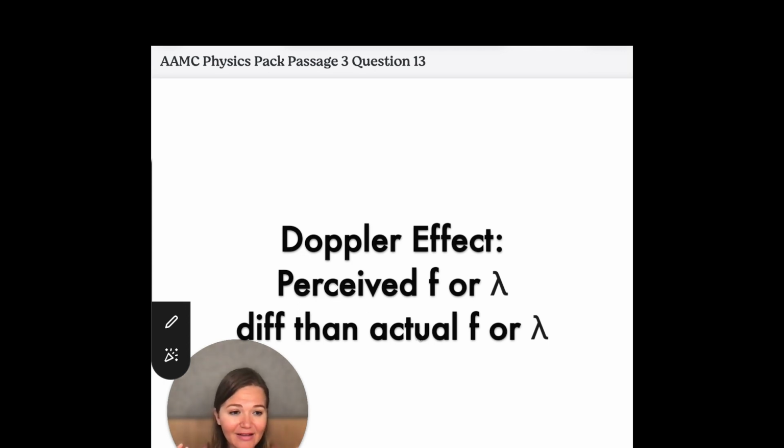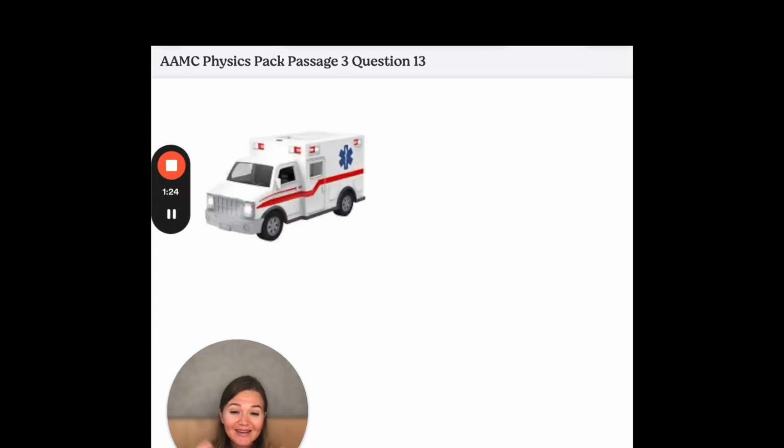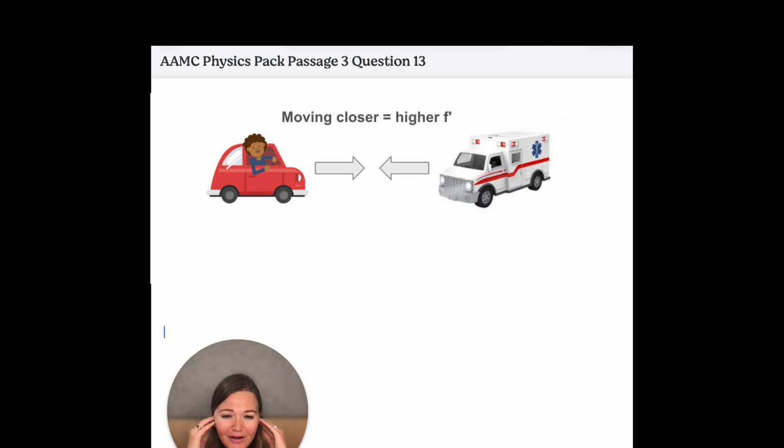And why is that? Well, that's because there's relative motion between us, the person who's observing the frequency or the wavelength of the wave, and the source, the thing that actually is emitting the wavelength. So the classic example of this is an ambulance, right? Imagine you're sitting in traffic and an ambulance is coming closer to you. The closer the ambulance gets to you, the higher pitched you hear that siren of the ambulance, right?